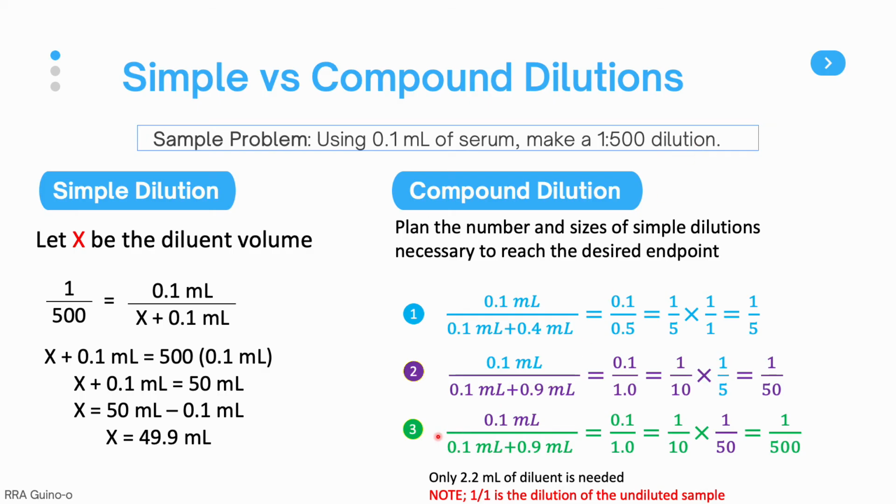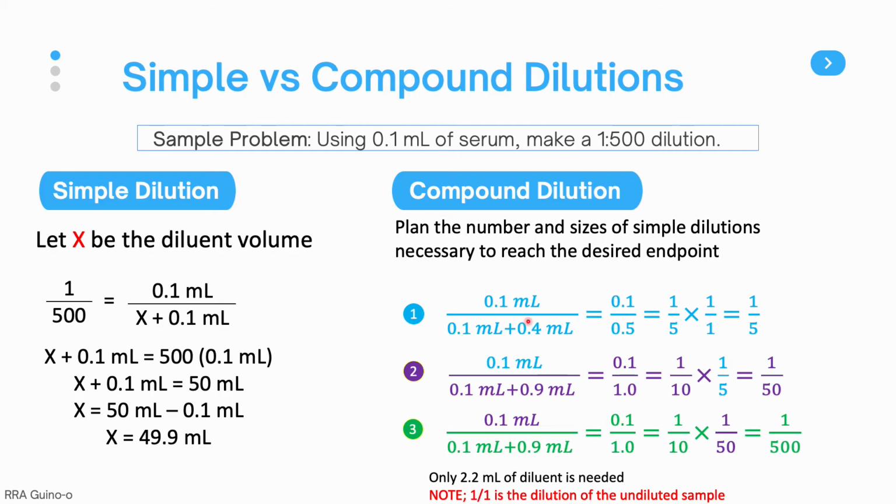So now, for tube number 3, we will be making another 1:10 dilution. For this one, we are getting 0.1 ml of sample from tube number 2 and adding it to 0.9 ml of diluting fluid. And we end up with a 1:10 dilution. So multiply 1:10 with the previous dilution, 1:50, and that gives you a 1:500 dilution, which is our desired final dilution.